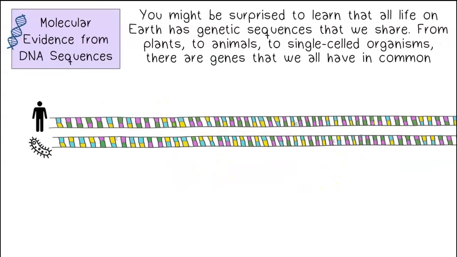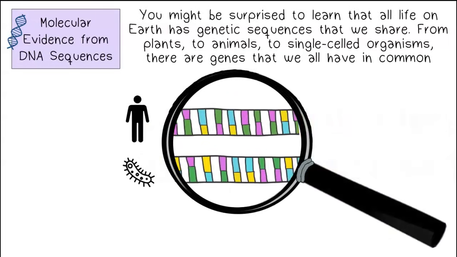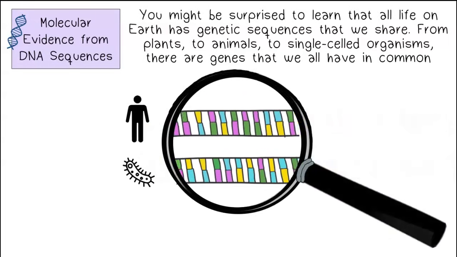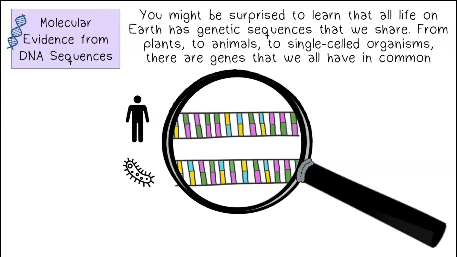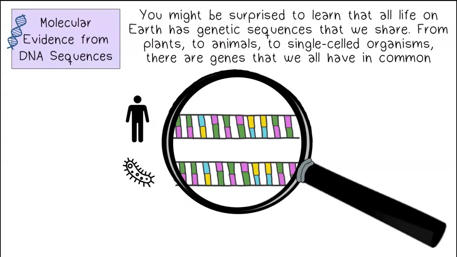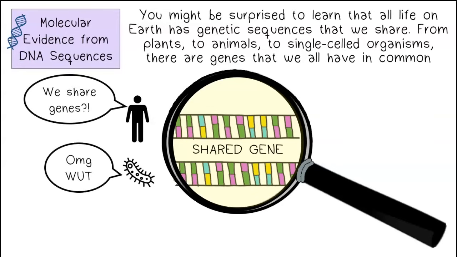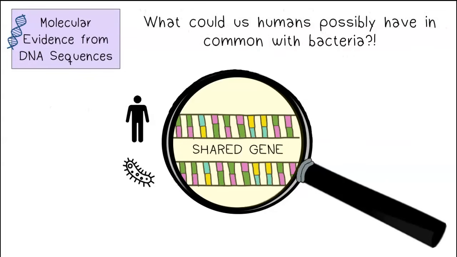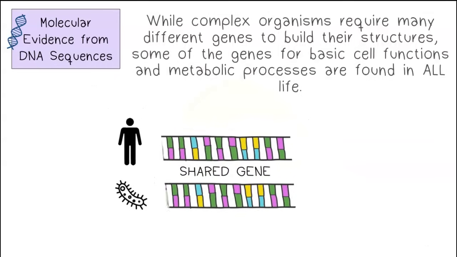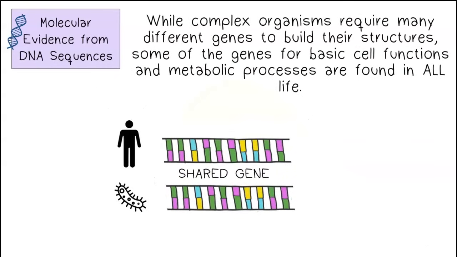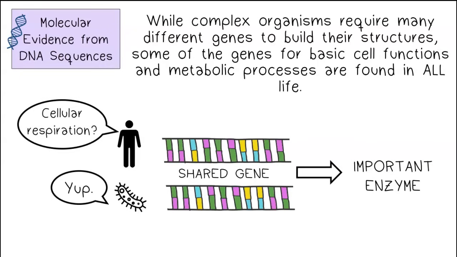You might be surprised to learn that all life on Earth has genetic sequences that we share. From plants to animals to single-celled organisms, there are genes that we all have in common. What could us humans possibly have in common with bacteria? While complex organisms require many different genes to build their structures, some of the genes for basic cell functions and metabolic processes are found in all life.